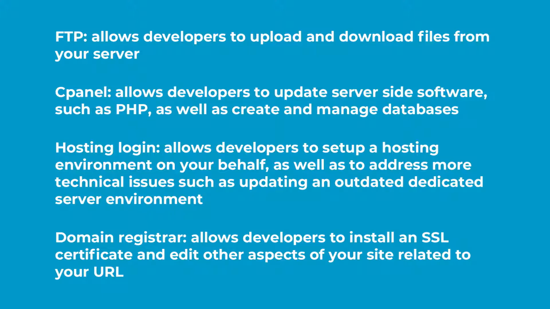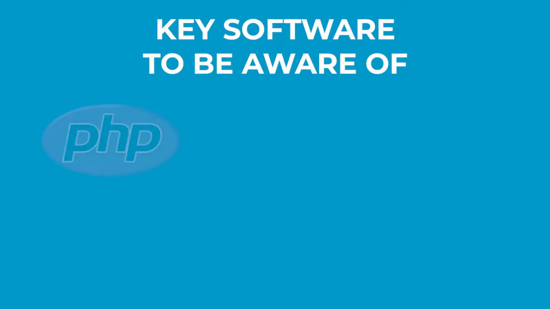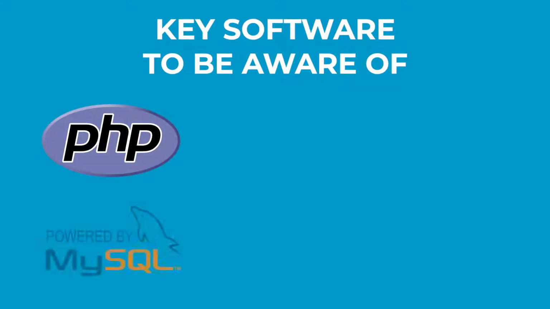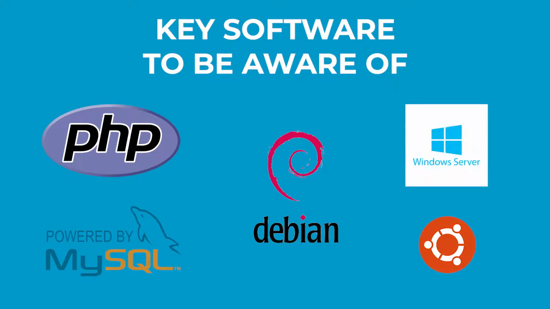Along with this information, knowing what version of key software your site is running on is also important to the updating, redesign, or initial launch process. Knowing things like your PHP and MySQL version and what OS your server is running on is key for certain types of development like WordPress and Drupal.